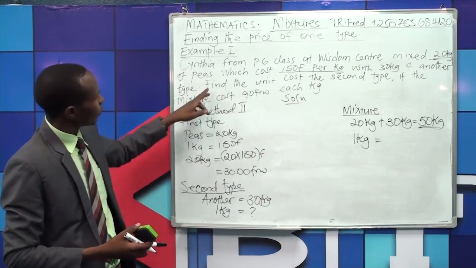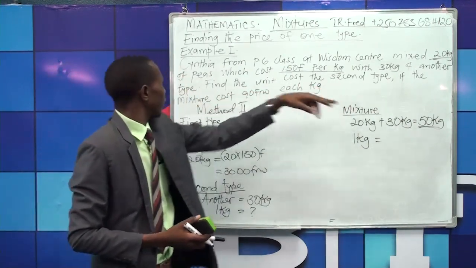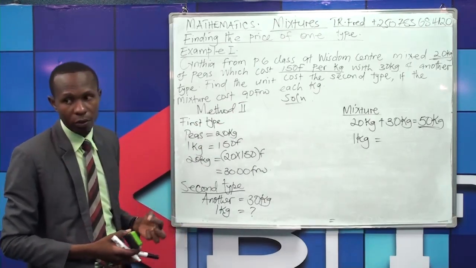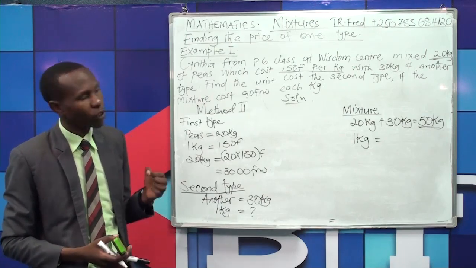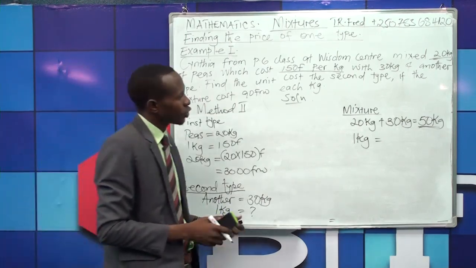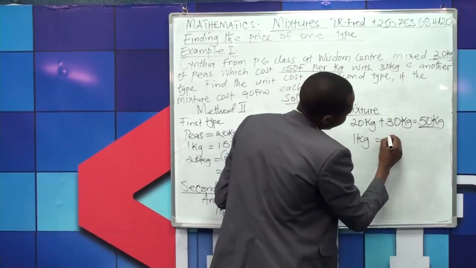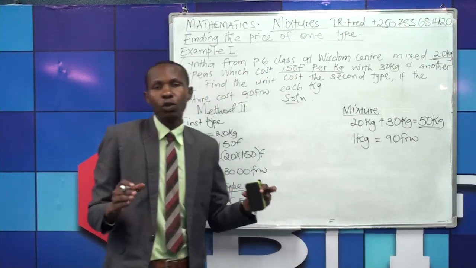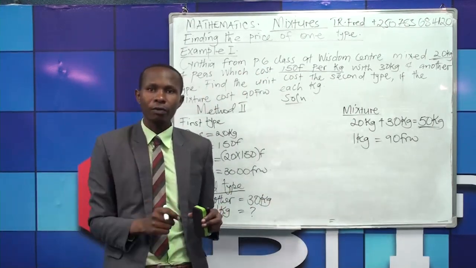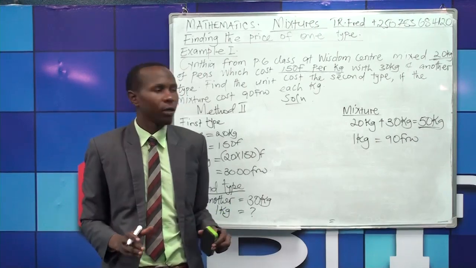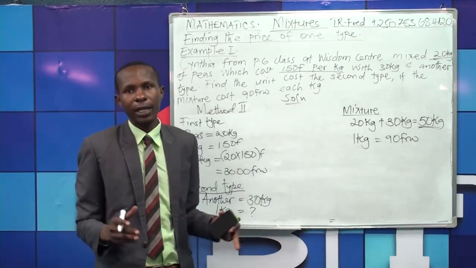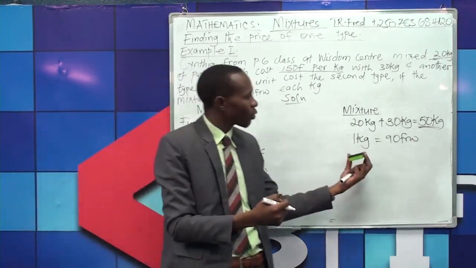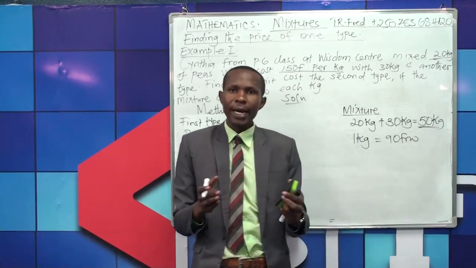According to the question, they said find the unit cost of the second type if the mixture cost 90 francs each kilogram, meaning that every kilogram is costing us 90 francs. So I'll say 1 kilogram of a mixture will be equivalent to 90 francs. That is the amount that you can spend on only 1 kilogram of a mixture. Only one. You have to spend 90 francs. Then from there, ask yourself, if somebody wants 1 kilogram of a mixture, will pay 90 francs.